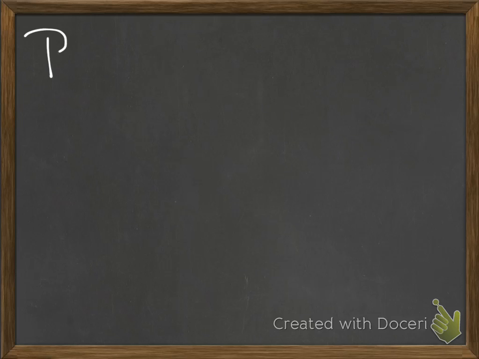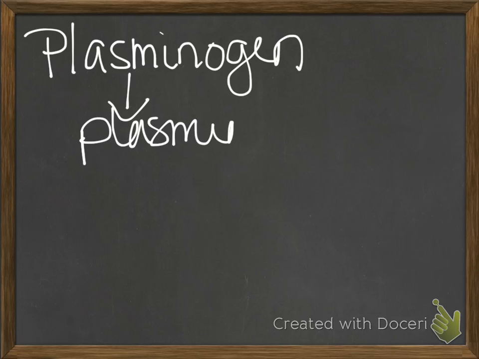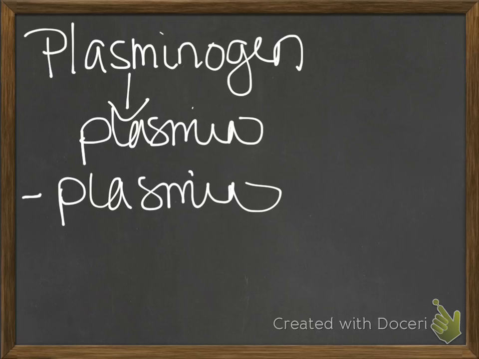So the first thing that we're going to see is plasminogen. And plasminogen is going to be converted to plasmin by a number of activators. And these activators are made in the endothelium, the liver, and the kidneys. So then what happens is the plasmin digests the fibrin strands and some of the clotting factors. And that's how we get rid of our clot and it heals.